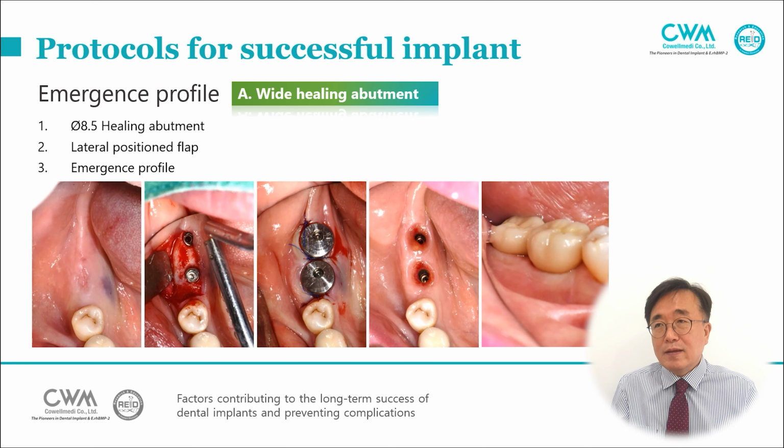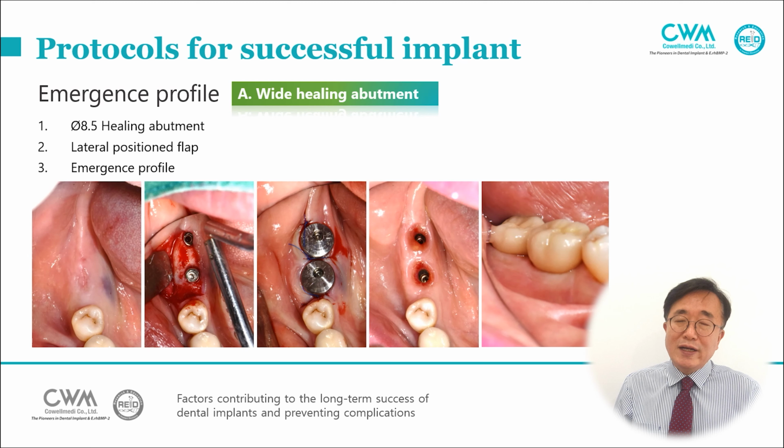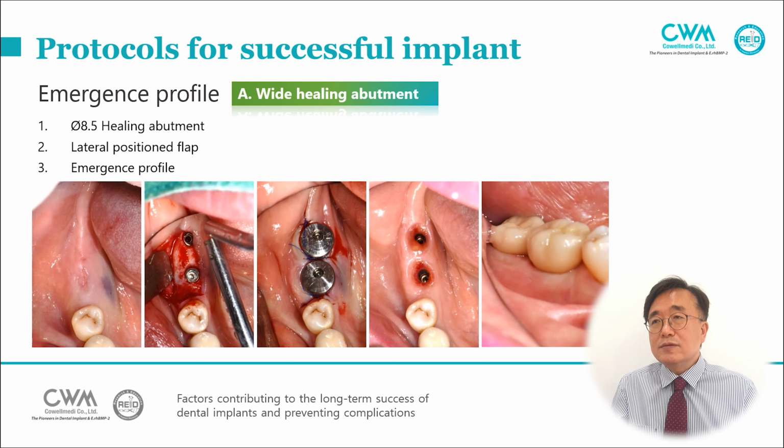Yes, lateral position flap is wide, divided. So this we can get sufficient wide gingiva in the atrophied region. So this finally, so wide healing abutment made wide gingiva thickness and natural emergence profile of restoration.